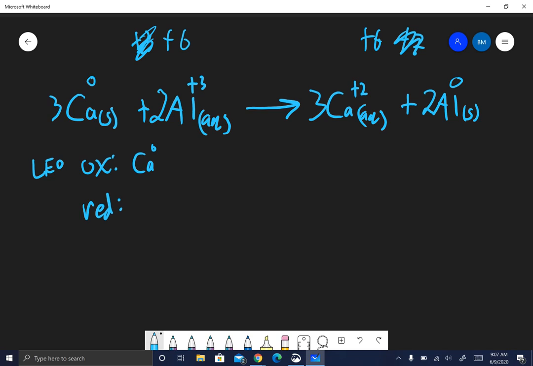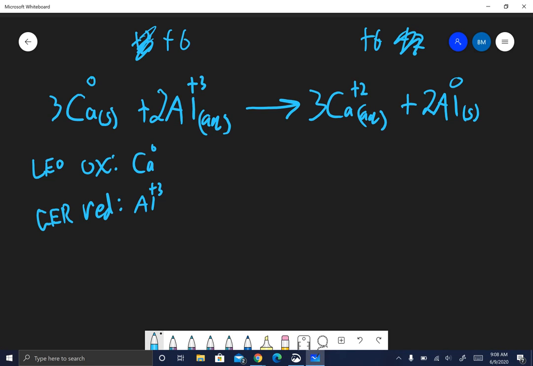So my Ca0 is oxidized. It's really important you put the 0 charge because it's not Ca plus 2. Ca plus 2 is the result of the oxidation, right? It's always the reactants that we're focusing on. So calcium 0 is oxidized by default. Al plus 3 is reduced, and that's because it's gaining, GER, right? Gaining electrons and becoming more negative. The charge is decreasing, reducing.